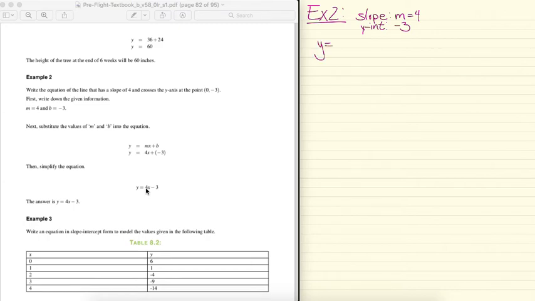Remember, our equation is y equals mx plus b, where m is our slope, so plugging that in, which is 4, and b is our y-intercept, which is -3. So you could say y equals 4x plus a -3, or you could just say y equals 4x minus 3. All right, not much work for example 2. Let's take a look at example 3.